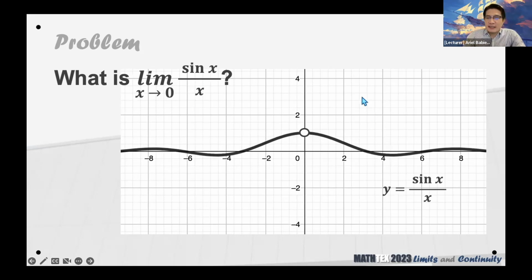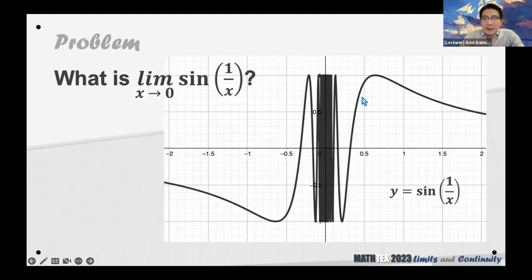Okay? Sige. Here is another one that I showed you earlier. And definitely for this one, it's difficult to look at the behavior. Okay? So it means that really we have to go beyond substitution and graphical techniques. There must be some way to give us a more theoretical or rigorous way of defining the limit of a function.